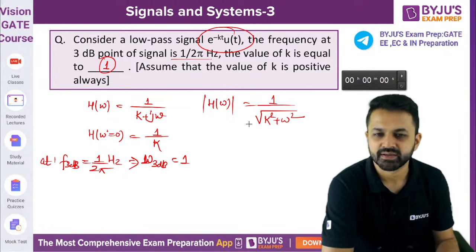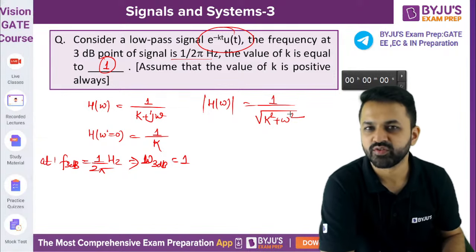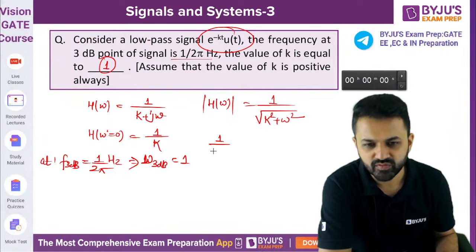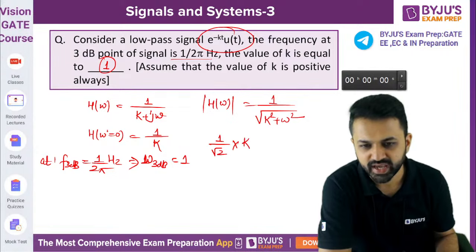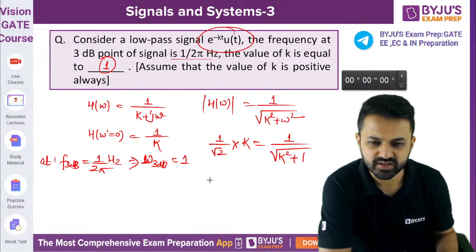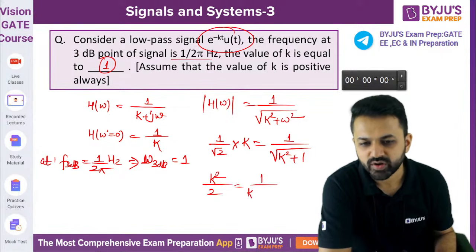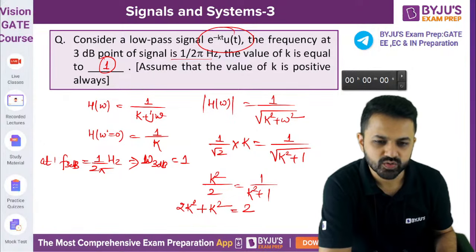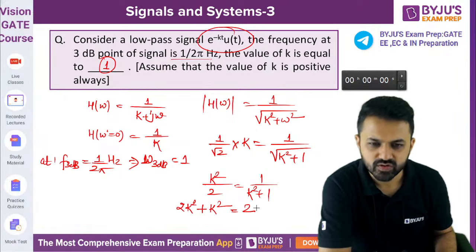Okay, and at 3 dB point, the amplitude will become 1 upon root 2 times. So this will become 1 upon root 2 times of k, and 1 upon root over k square plus 1, because the omega 3 dB is 1. So now when you square it, you will get k square by 2, 1 upon k square plus 1. So it is 2k square plus k square equal to 2. It is 1 upon k.